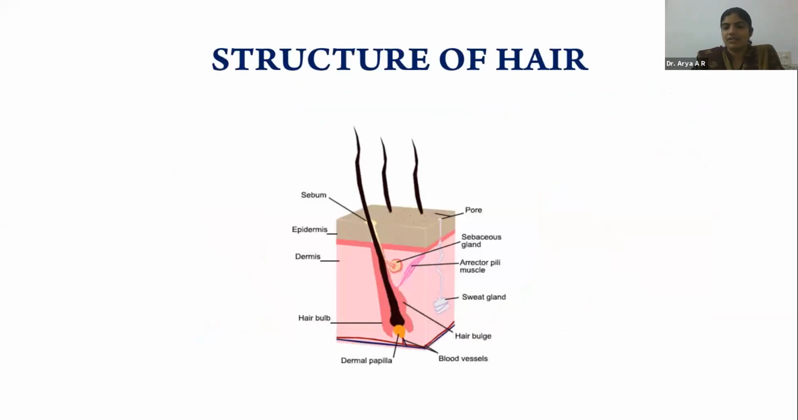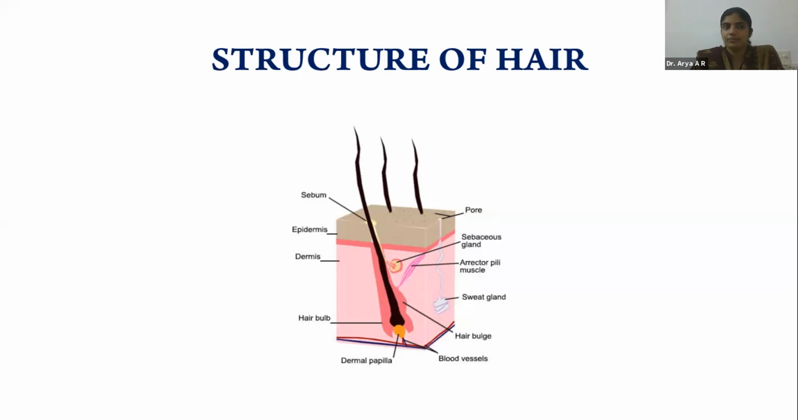Now, this is the structure of the hair. As you can all see, the hair is a part of the epidermis, and it has mainly two parts: one is the shaft and one is the root. The shaft is the portion that we can see above the scalp, and the root is beneath the scalp. The root also has a follicle. From this follicle, the root develops, and then we have hair growth outside the scalp. And as you can see, we have a hair bulb, and the hair bulb is receiving blood vessels.